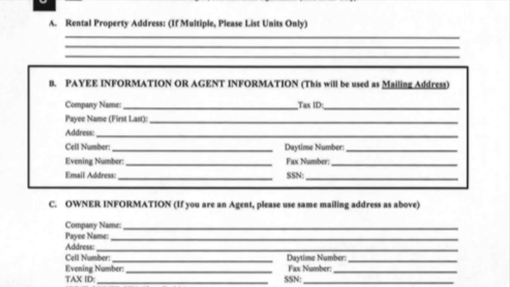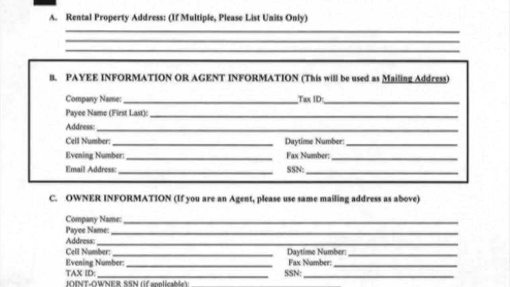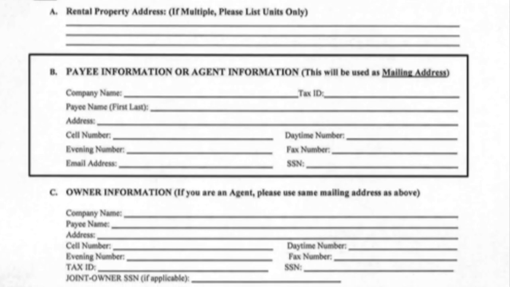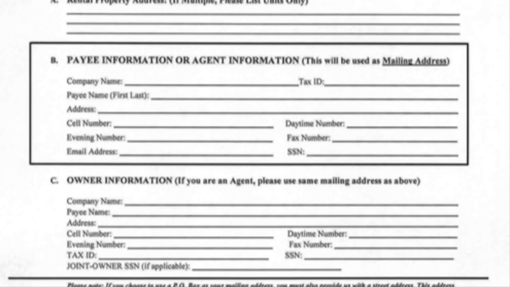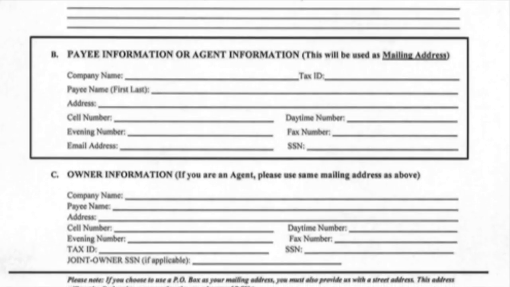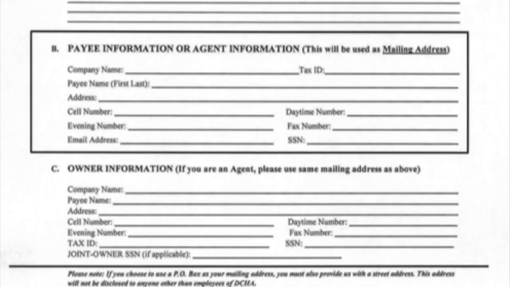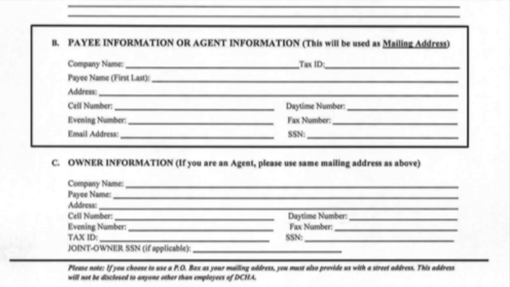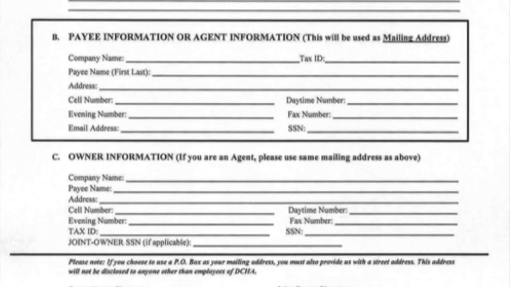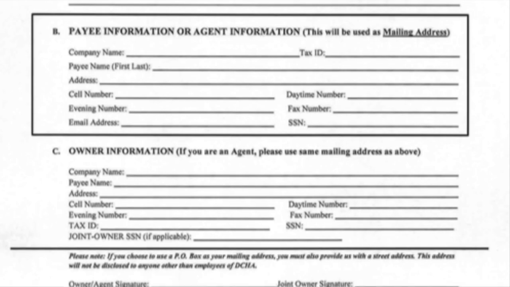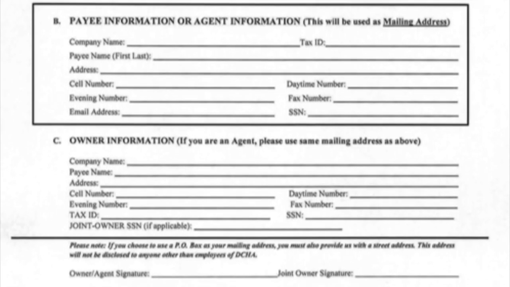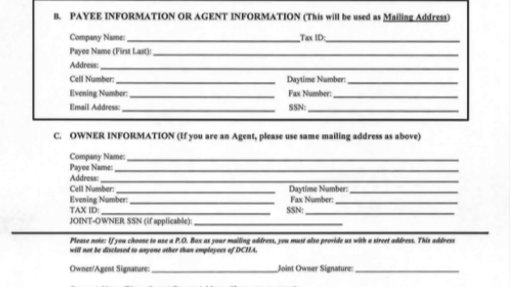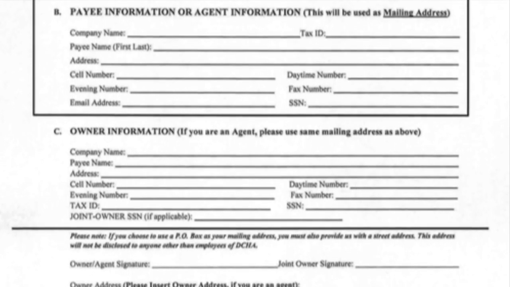C, owner information. If you are an agent, please use same mailing address as above. Of course, this also means if you are a management company. Company name, payee name, the address, cell phone number, daytime number, evening number, fax number, tax ID, and the social security number, joint owner of a social security number if applicable.